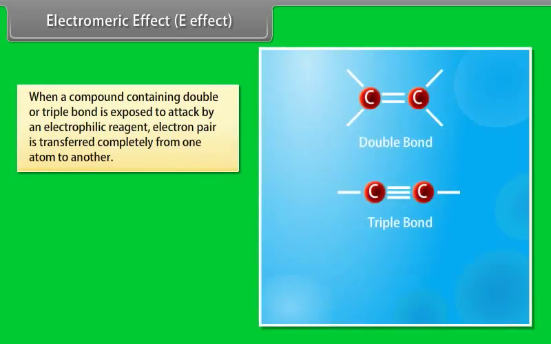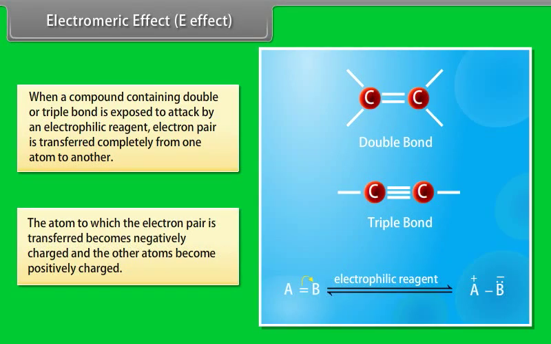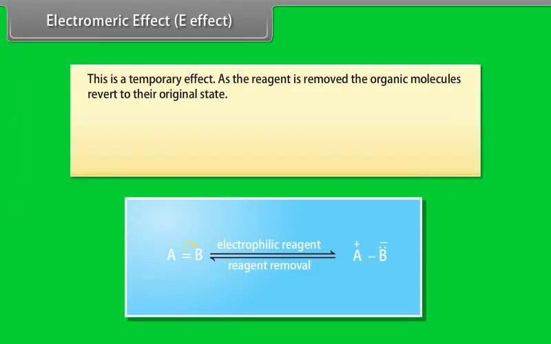Electromeric effect, E effect. When a compound containing a double or triple bond is exposed to attack by an electrophilic reagent, the electron pair is transferred completely from one atom to another. The atom to which the electron pair is transferred becomes negatively charged and the other atom becomes positively charged. This is a temporary effect. As the reagent is removed, the organic molecule reverts to its original state.